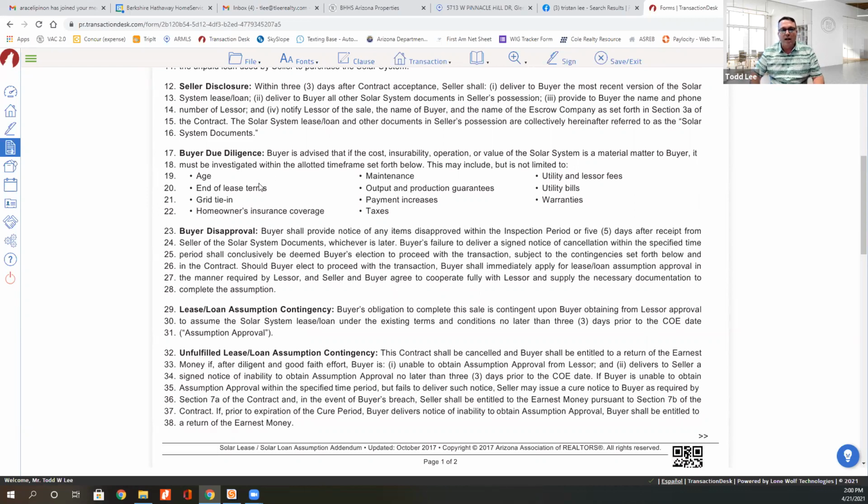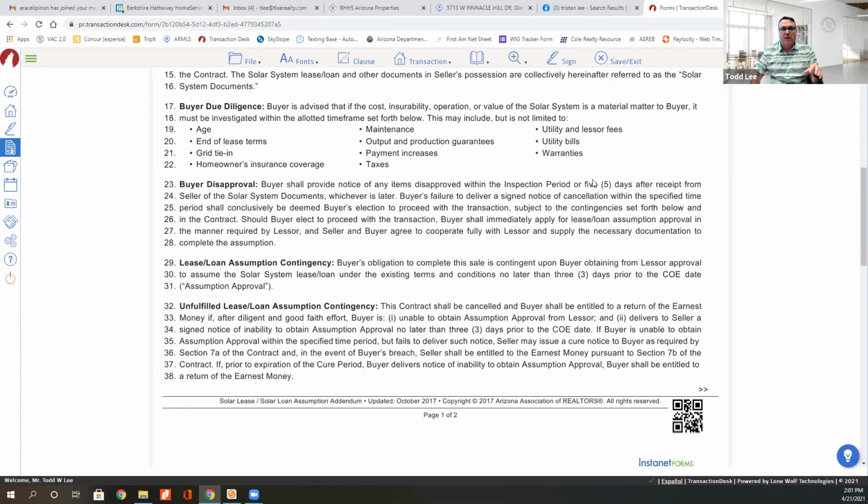So they should check on the age, end of lease terms, grid tie-in, homeowners association, insurance coverage, maintenance, output and production guarantees, payment increases, taxes, utilities, utility bills, utility and lessor fees, and warranties that may go with them. So those are things that your buyer should be researching during their due diligence period.